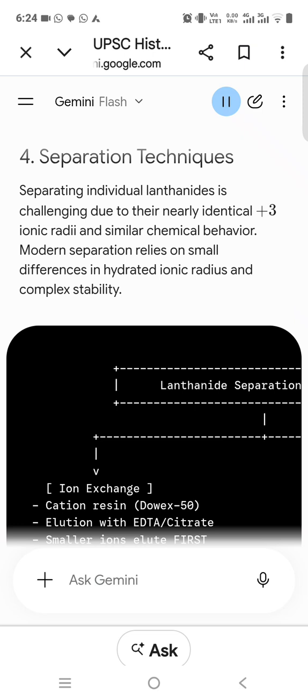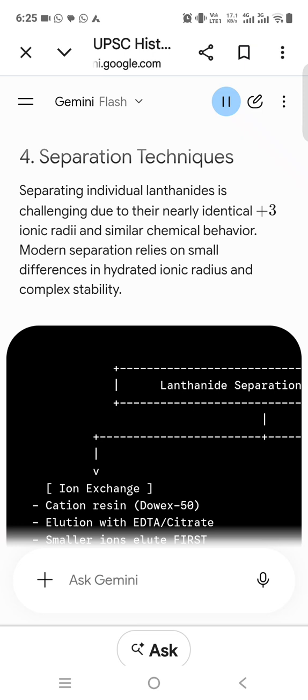+4 state: Ce⁴⁺ (4f⁰), a strong oxidizing agent; Tb⁴⁺ (4f⁷). +2 state: Eu²⁺ (4f⁷), a strong reducing agent; Yb²⁺ (4f¹⁴). Actinides, 5f series, Th (Z=90) to Lr. General configuration: [Rn] 5f¹⁻¹⁴ 6d⁰⁻¹ 7s².